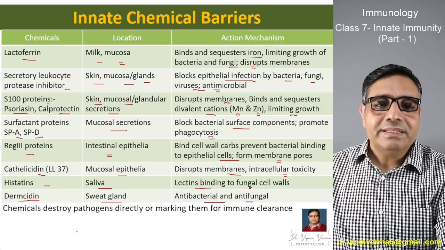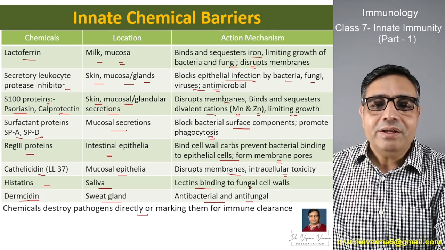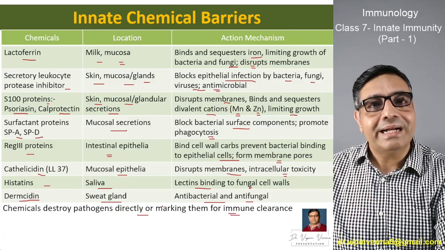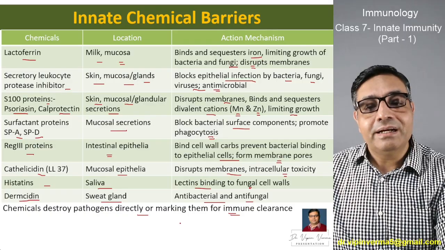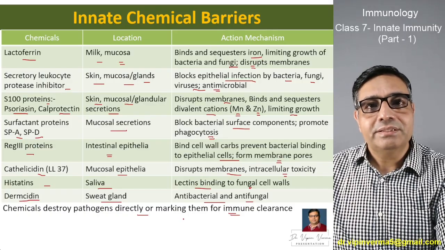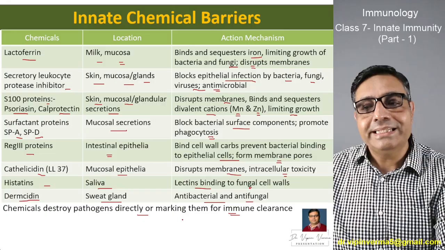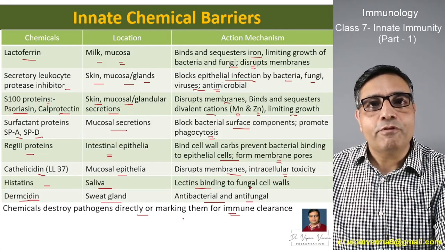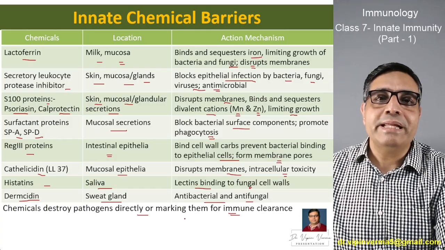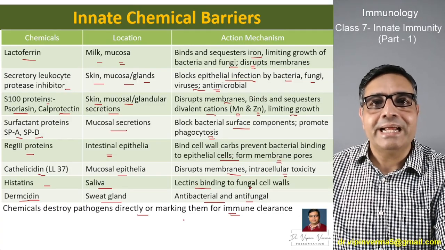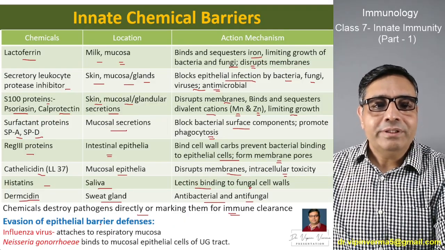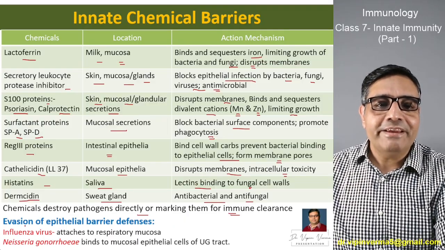So chemicals destroy pathogens directly or mark them for immune clearance. So we have two ways. Either they will be killed by these chemicals, or the other way is that these chemicals bind those pathogens and mark them for elimination, so that an appropriate immune response can be elicited, and then the pathogen can be killed.